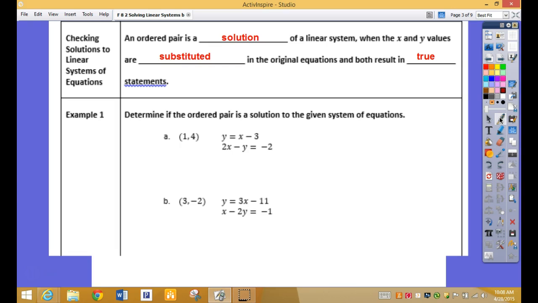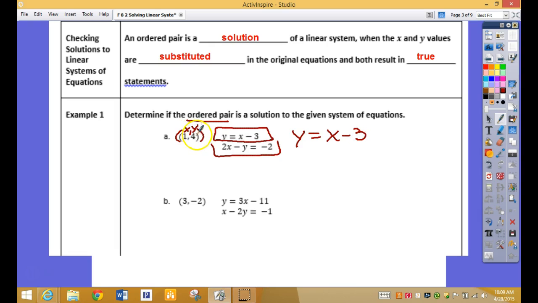Now, we've practiced this in the past a little bit. This is the first part of your worksheet today, your homework. Determine if the ordered pair is a solution to the given system of equations. Well, here's your ordered pair, 1 and 4, your x and your y. What you need to do is substitute those into these equations. Let's start with the first one. y equals x minus 3.